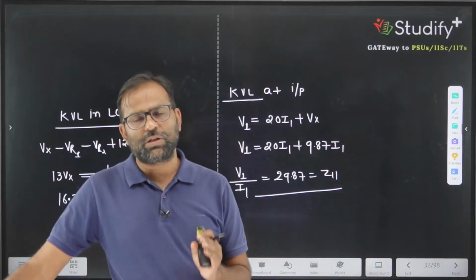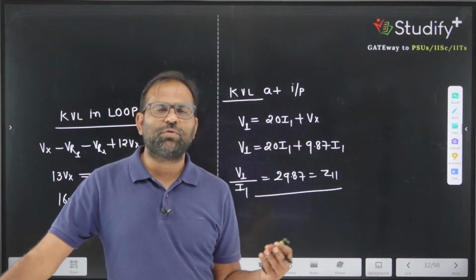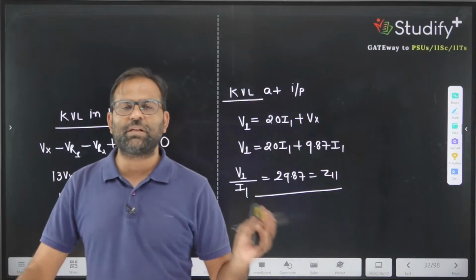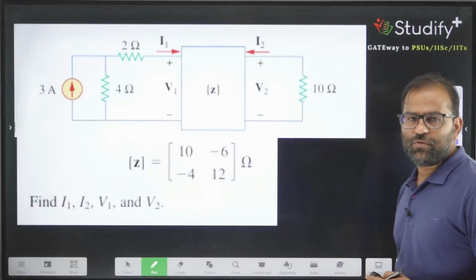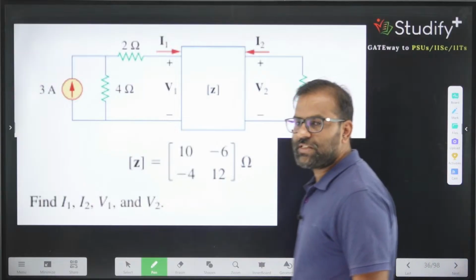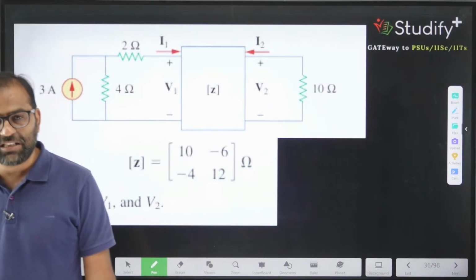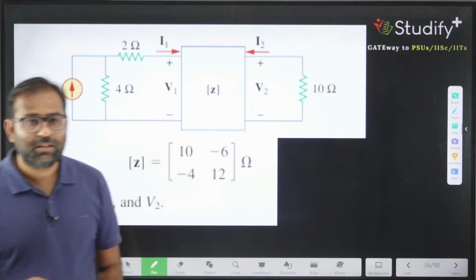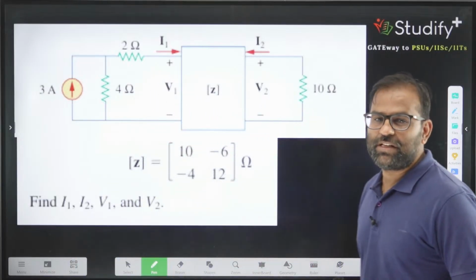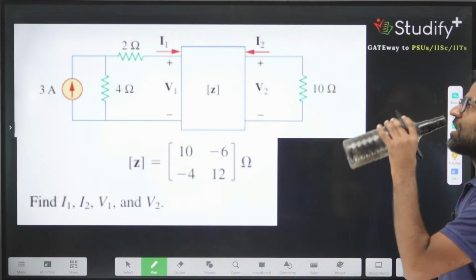The first category of question is what? In the first category, they give you a resistive network. In the second category, they give you a linear network with a dependent source. Here we have the third category of question. In this type of Z parameter question, they will ask you to calculate the V1, V2 and I1, I2. Let's calculate for this.